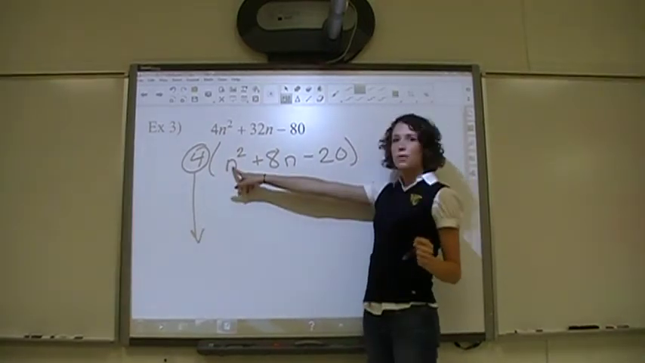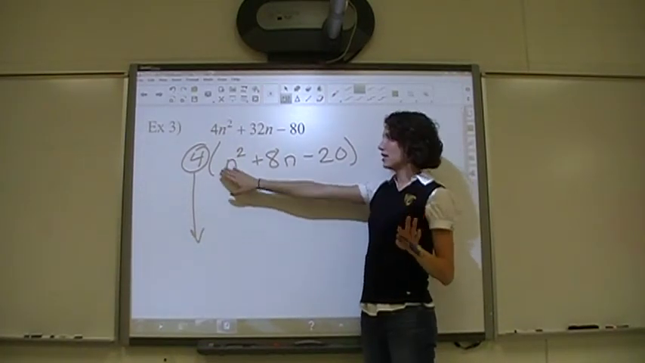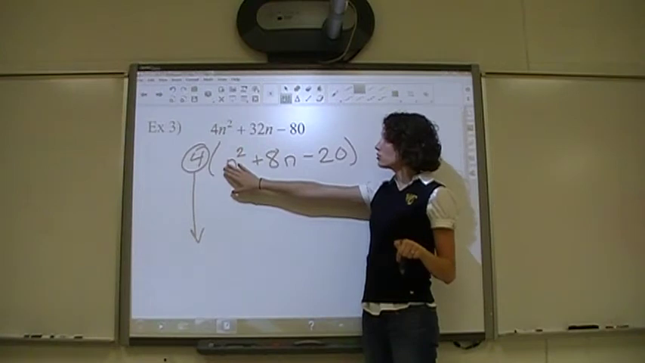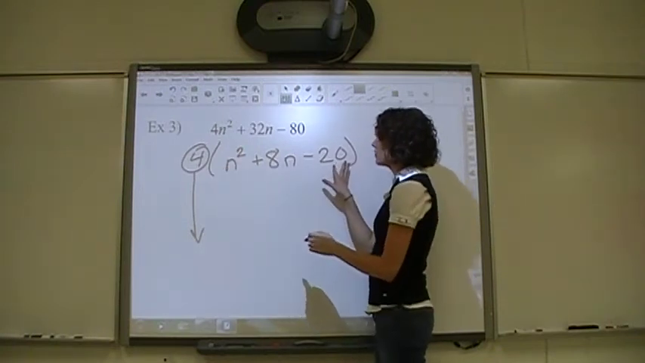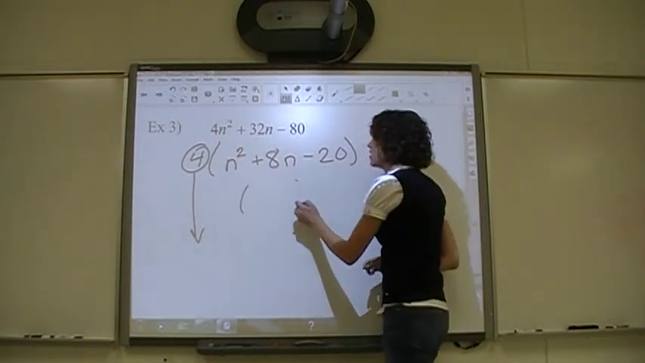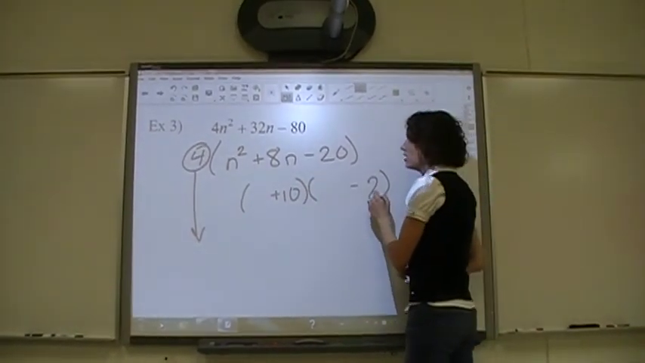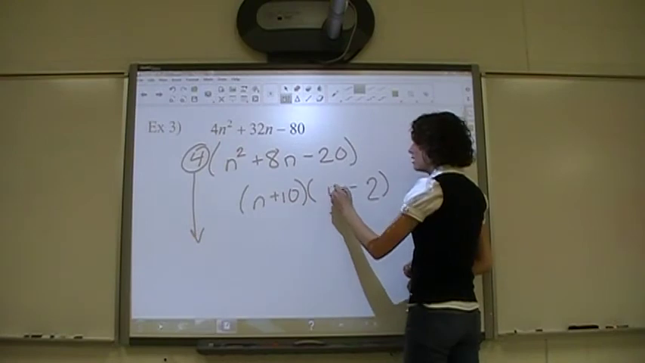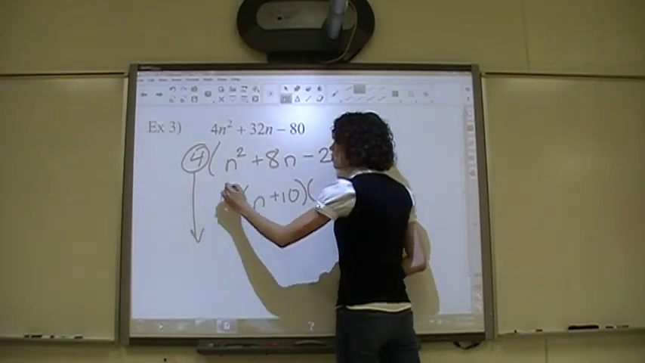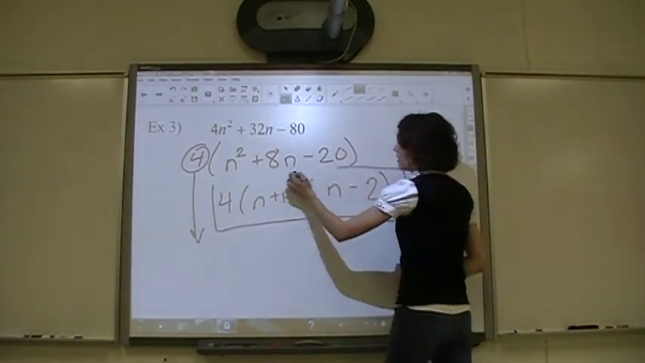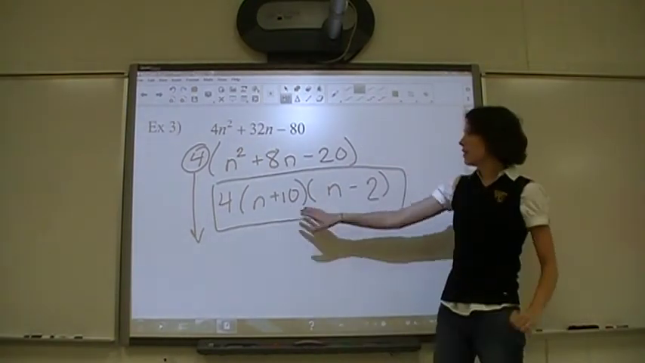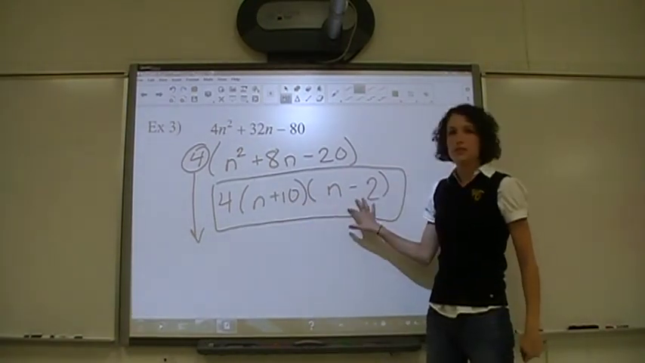Now looking at n squared, we do not have anything in front of that n squared. So you can do the shortcut method. Factors of negative 20 that add to 8 are going to be positive 10 and negative 2. So then you have n plus 10, n minus 2. Don't forget about your 4, and this is your final answer. A 4 times the quantity of n plus 10, n minus 2.